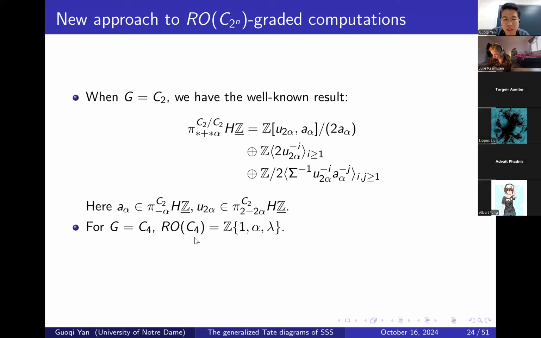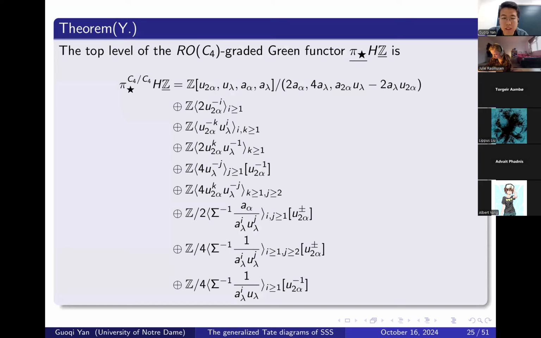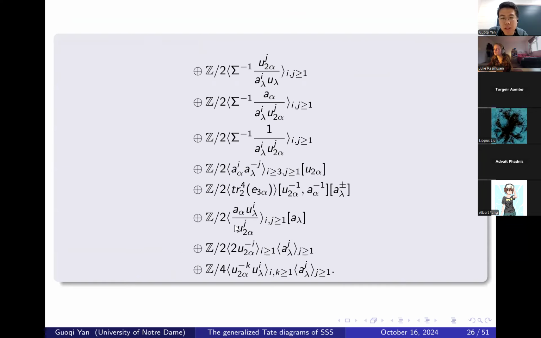Now, when G is C_4, RO(C_4) is a rank 3 free abelian group. We have the trivial representation, the sign representation, and the rotation by 1/4 of the plane. Correspondingly, we will have two Euler classes and two orientation classes. Applying the method, the top level of the Green functor is as follows. We have these many classes as well as the following classes.